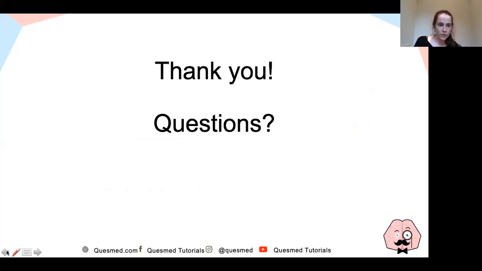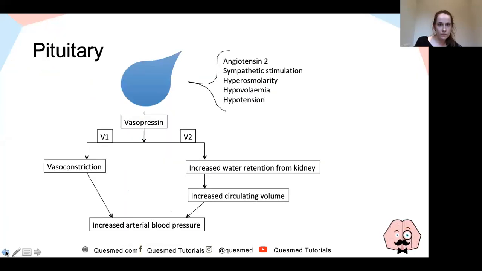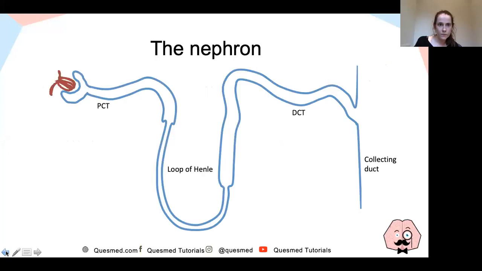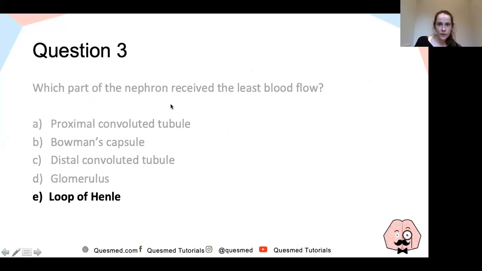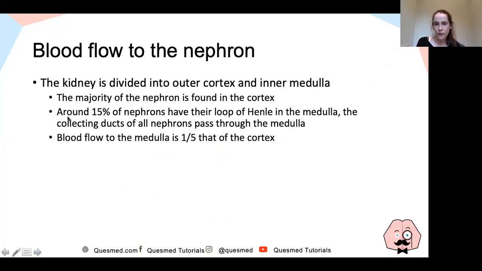Can we repeat the answer to question 3? We certainly can. So question 3, the answer: the part of the nephron which receives the least blood flow is the loop of Henle. And the reason for that is because around 15% of our loops of Henle go down into the inner medulla, and only about a fifth of the blood flow goes to the medulla as that of the cortex.